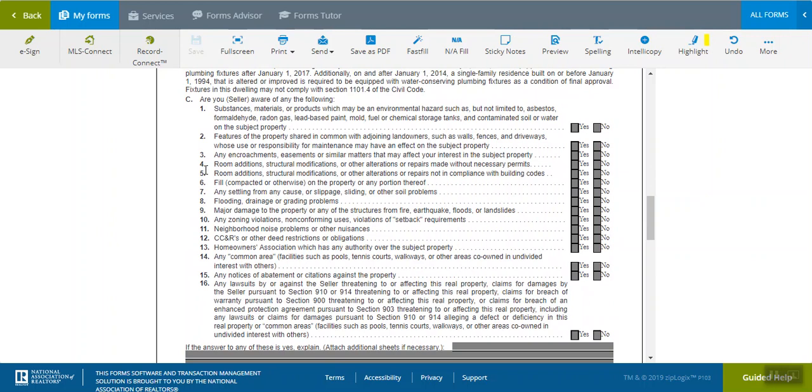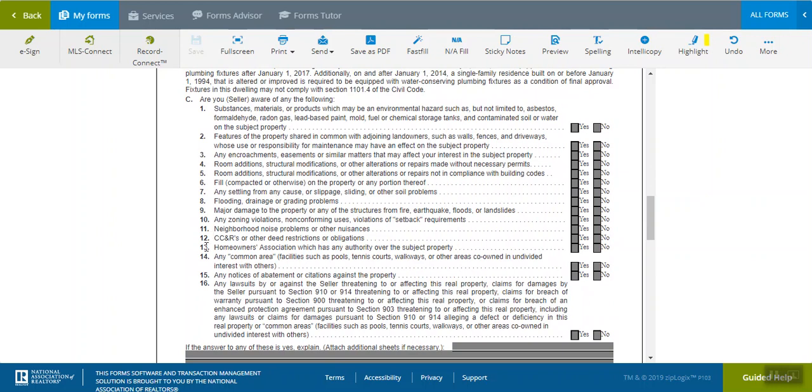Most people are not even aware of what things need to be permitted. For example, in any jurisdiction, you are required to get a permit to alter or improve any electrical, plumbing, or heating within the home. Many common projects that are routinely completed require a permit to be obtained. Answering this question incorrectly could expose the seller to a lawsuit.